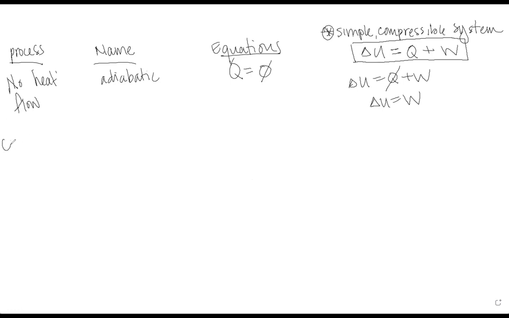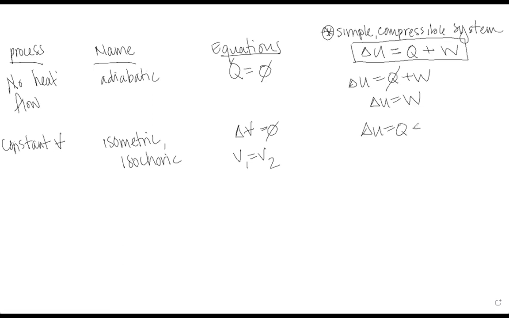If we're looking at a process that has a constant volume, this process is called isometric or isochoric. And our change in volume is equal to 0, or our starting volume is equal to our final volume. If we're looking at this equation again, our change in internal energy is equal to heat plus work. Work is equal to our pressure times change in volume. So here's where our volume term is. It goes to 0. So our equation is just our change in internal energy is equal to heat flow.